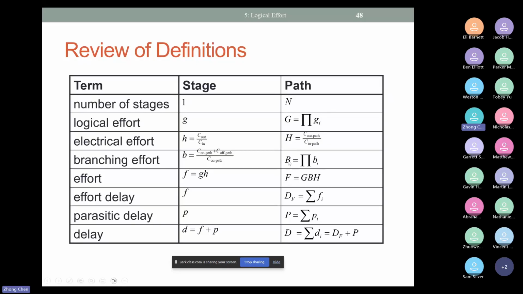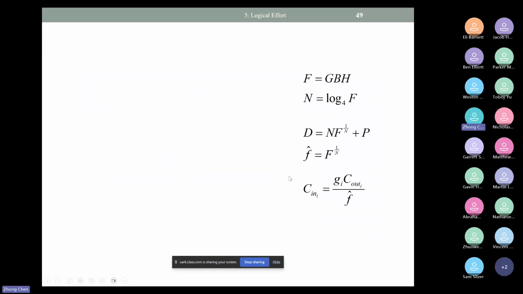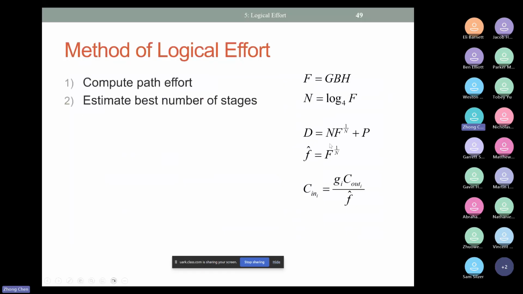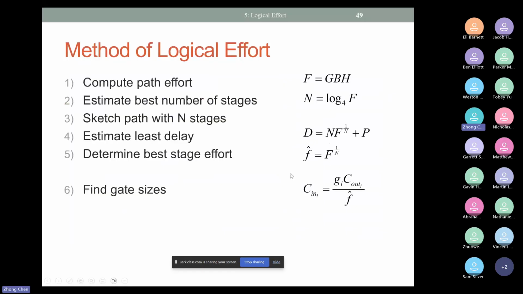Once we figure out the branching effort, we have the G value, which we can assume equal to 1 to begin with, and we should be able to get an F value as a starting point. Once you have the F value estimated, use log base 4 of F, and then you can estimate the best number of stages. And then you can get the best delay time.